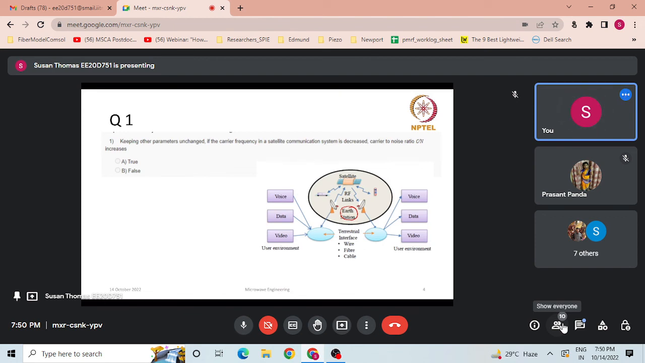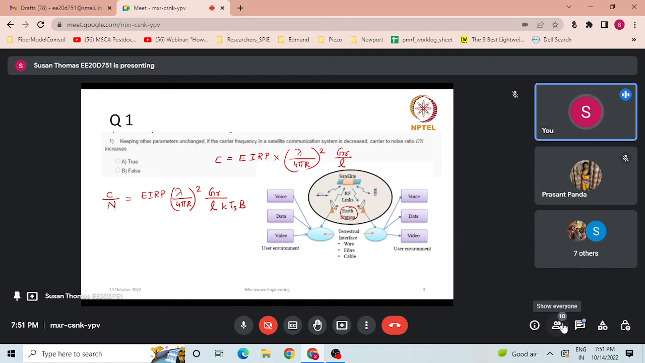Wherein let us talk about the carrier signal or the carrier to noise ratio. Say the carrier signal can be written as EIRP into (lambda by 4 pi r) the whole square into G_r by L. So carrier to noise ratio will be this EIRP (lambda by 4 pi r) the whole square G_r by L, divided by noise, which can be written as KTB.